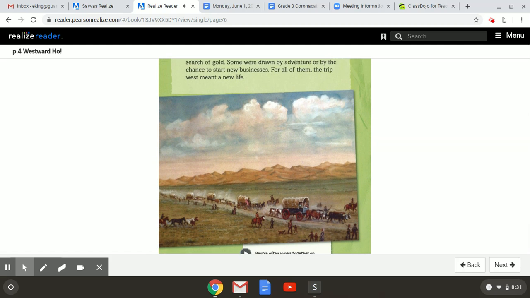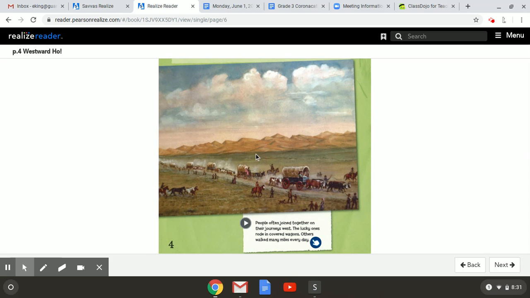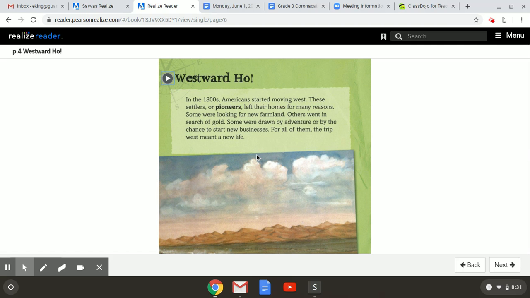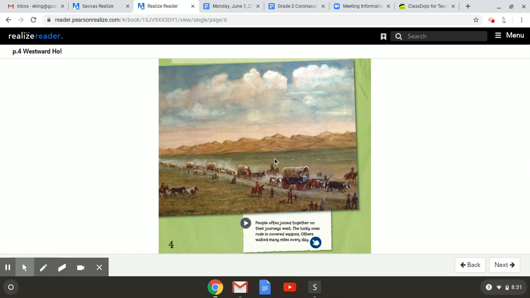Okay, so they were trying to find all different things. Some were looking for gold and fortune. Some just wanted to start new businesses. Some just wanted to go for the adventure. But these are all the people heading west with their oxen, pulling their carts, and their families on horses.